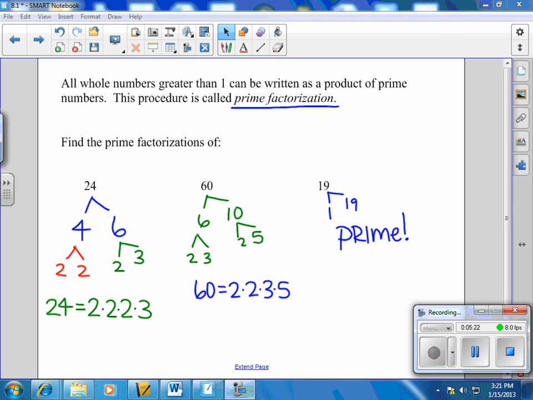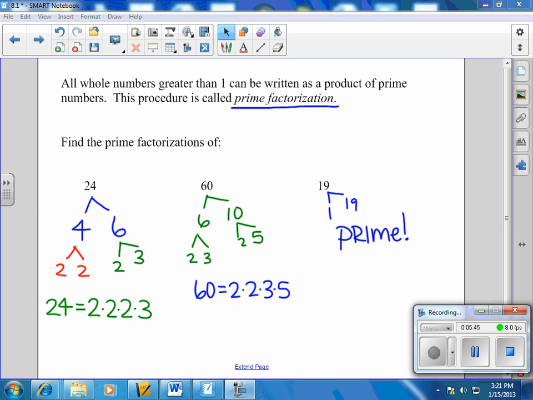Alright, 60, I chose 6 and 10 to first break it apart. You could have done anything. You could have done 2 and 30. You could have done 3 and 20. Tons of possibilities. I chose 6 and 10, but either way you should still end up with the fact that 60 equals 2 times 2 times 3 times 5.